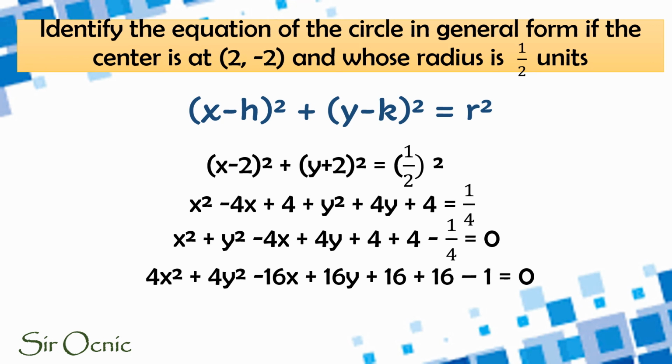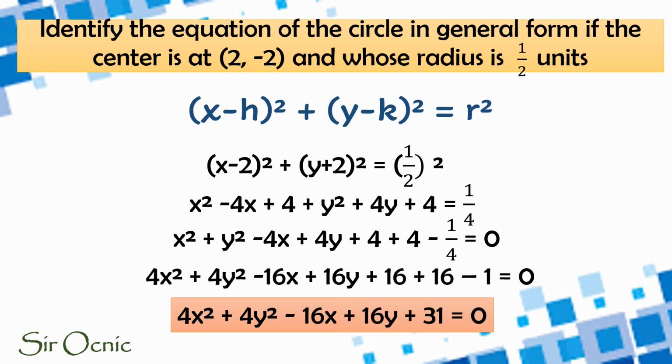Multiplying the whole equation by 4 to eliminate the denominator of 1/4, that is 4x² + 4y² - 16x + 16y + 16 + 16 - 1 = 0. Combining all constant terms will lead us to the general form of the equation, 4x² + 4y² - 16x + 16y + 31 = 0.